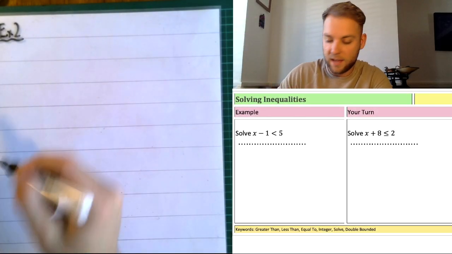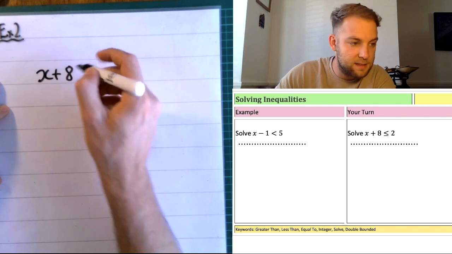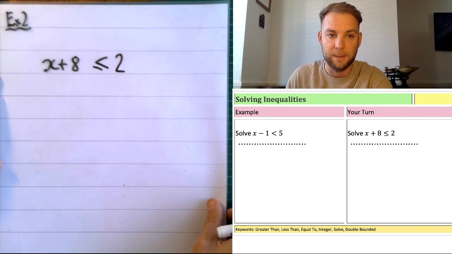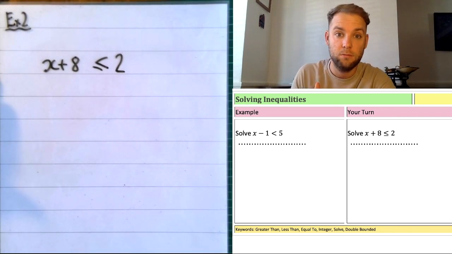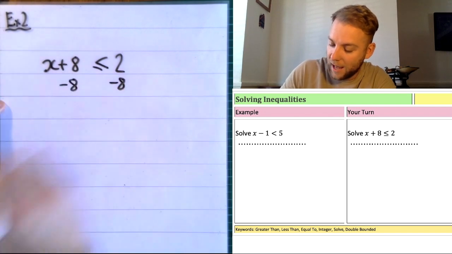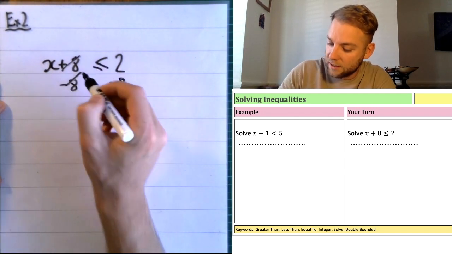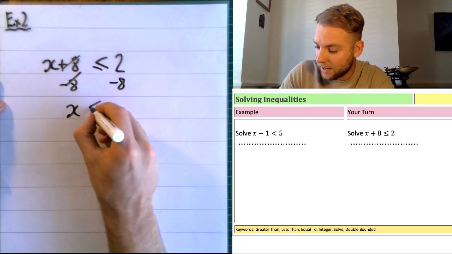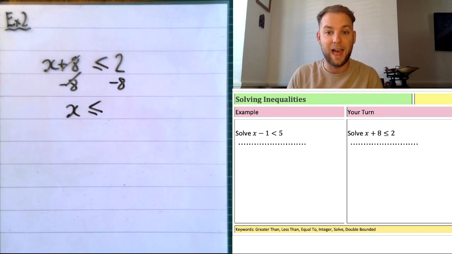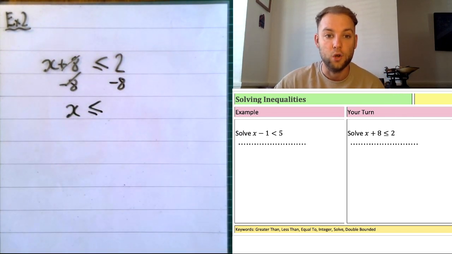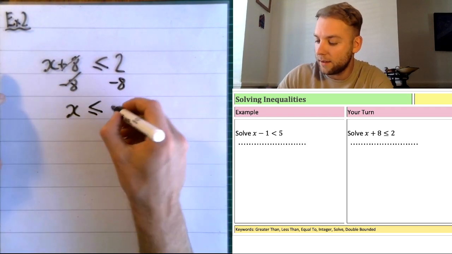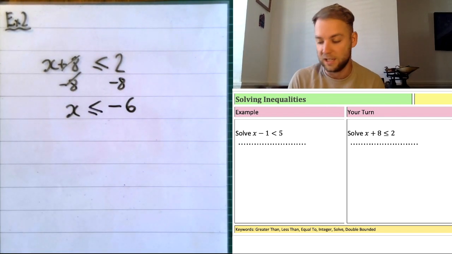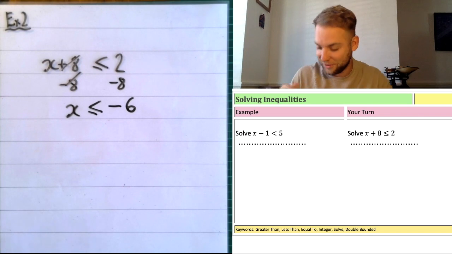Okay, so let's have a little go at it together then. So x add 8 is less than or equal to 2. Remember, we need to keep that symbol the same. Example 2. If I want x on its own, I'm going to be subtracting 8 from both sides. On the left-hand side, we're just left with x. On the right-hand side, 2 subtract 8. Now be careful with that. It's 2 subtract 8, not 8 subtract 2. 2 subtract 8 is negative 6. Keeping that symbol the same in the middle. Don't ever change it, unless we're dividing by a negative. We're not going to deal with that today.